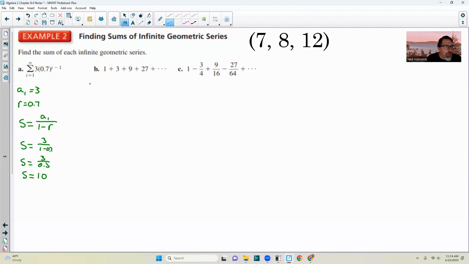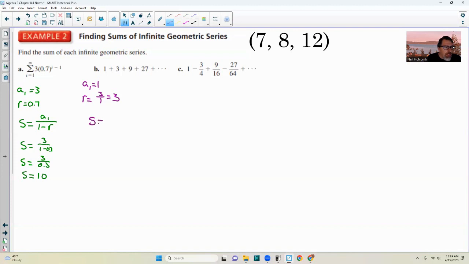So our first term is 1. So this time we know what a sub 1 is. Our common ratio is any term divided by the term preceding it. So 3 divided by 1, or 9 divided by 3, or 27 divided by 9. And those all equal 3. So a sub 1 is 1, and r equals 3.